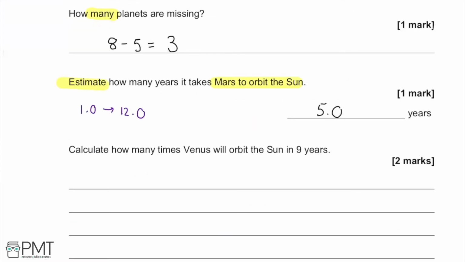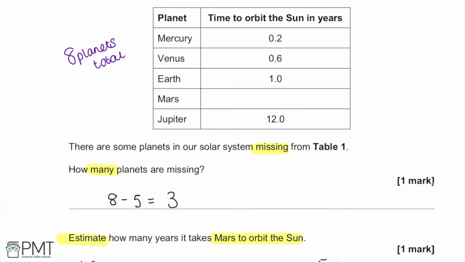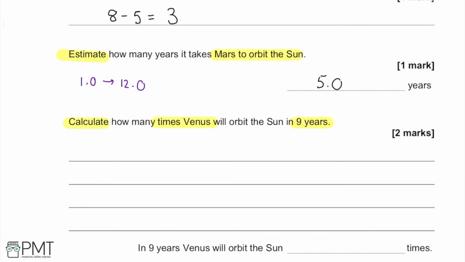So now in this final part of the question, we're asked to calculate how many times Venus will orbit the Sun in 9 years. So if I just go back up to the table, we can see that Venus takes 0.6 years to orbit the Sun. So I can just write that down in the information here. Venus takes 0.6 years to orbit the Sun once.